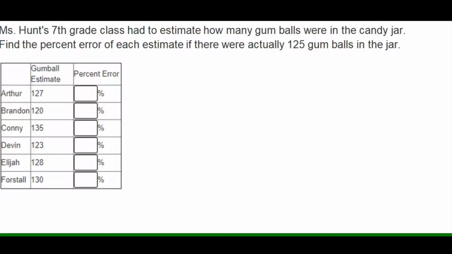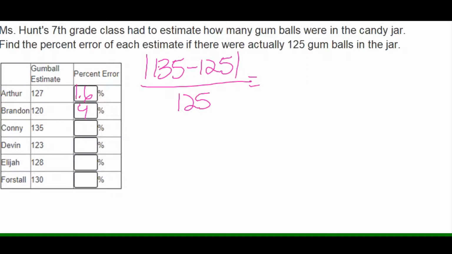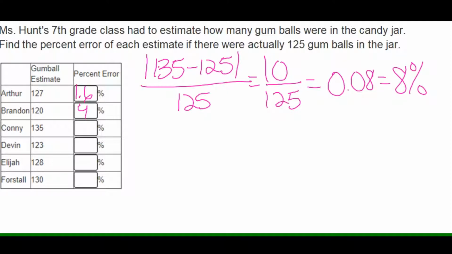Now to figure out my next one, I'll do the same thing. 135 minus 125 over 125. And the difference between 135 and 125 is 10. When I get the decimal expansion of that, I get 800ths, and 800ths as a percent is equal to 8%.